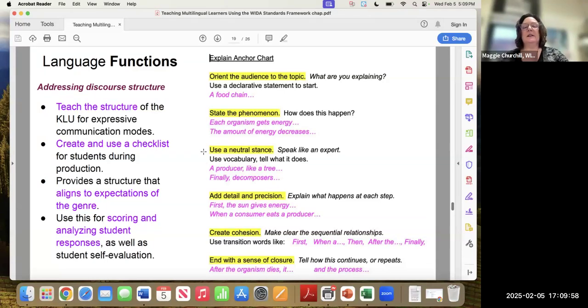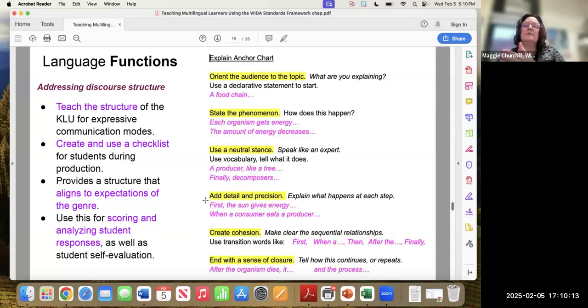I remind them to maintain a neutral stance. What does that mean, a neutral stance? That means talk and sound like an expert. Use the vocabulary that you have to use. You know you have to use producer, consumer, decomposer, right? So I need to see that and hear that in your response.